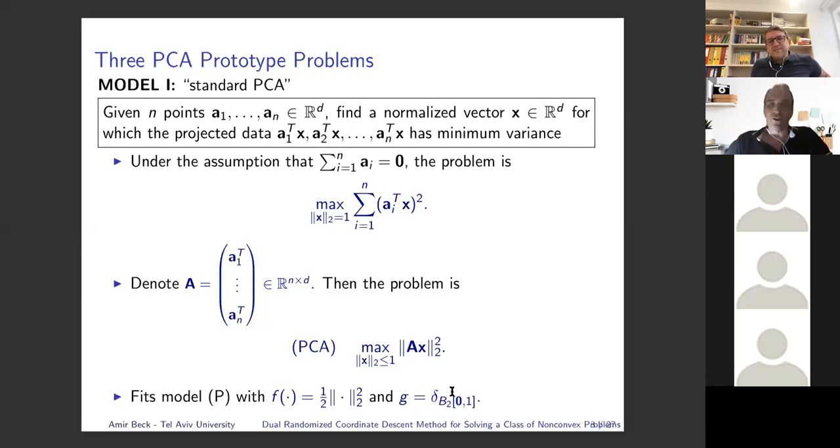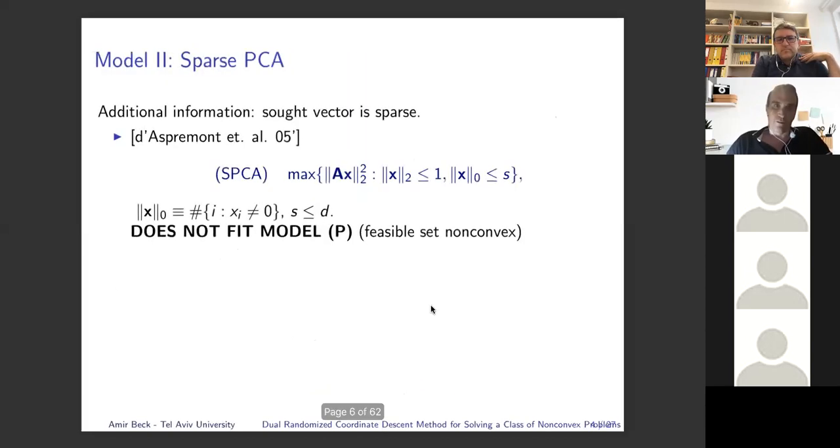And G is the indicator of the L2 ball. So we can see here also that all the assumptions are met. F and G, of course, are convex. F is also strongly convex. G has a compact domain. So this is the first example, very well known.